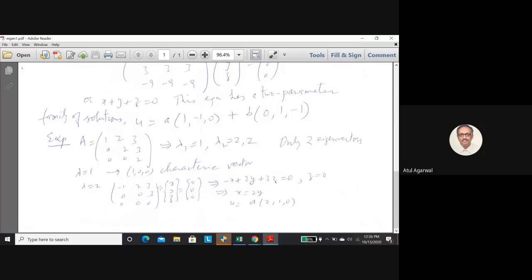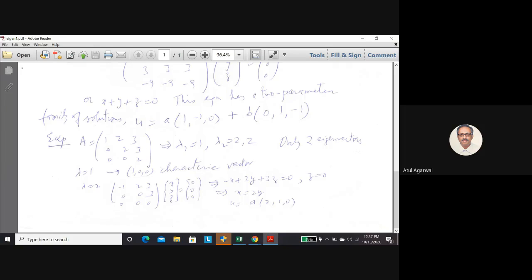Now look at the first equation. Minus x plus 2y plus 3z is equal to 0. z is already equal to 0, so this equation gives you x is equal to 2y. So you can write your solution by putting y is equal to 1. So x becomes 2, giving 2 comma 1 comma 0. So you get only one eigenvector for eigenvalue lambda is equal to 2. So you got only two eigenvectors.